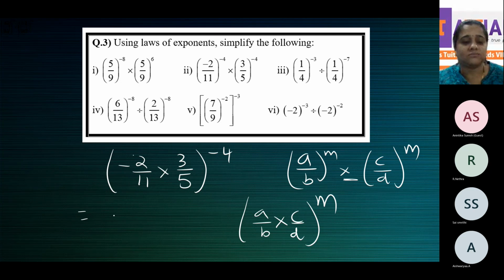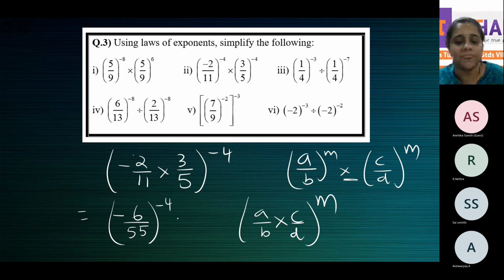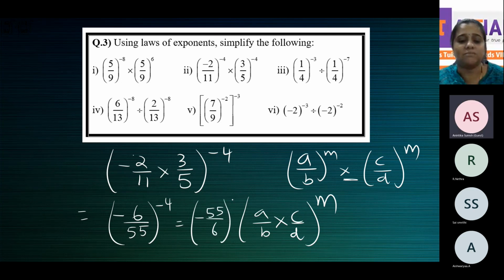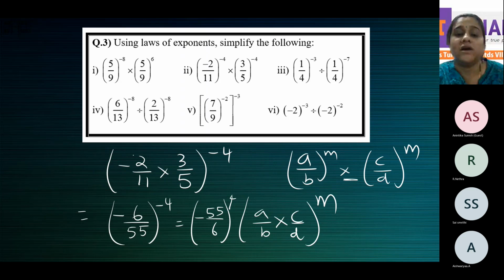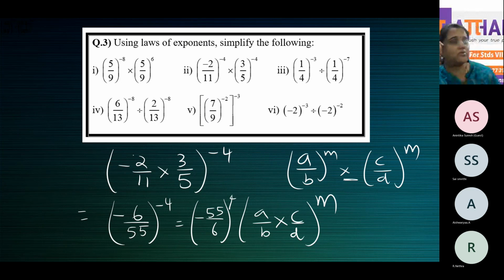So what will be? Now if you want to write it with a positive power, it will be minus 55 by 6 to the power 4. Positive 4. Whenever you write, you should write the equivalent. Reciprocal, you should write only if they ask you to write the reciprocal. In all other places, you will write the equivalent. Why should you write the reciprocal if you write the equivalent only? This one is equal to this is equal to this. You should not write the reciprocal anywhere. Only if they ask you to write the reciprocal, you should write the reciprocal.